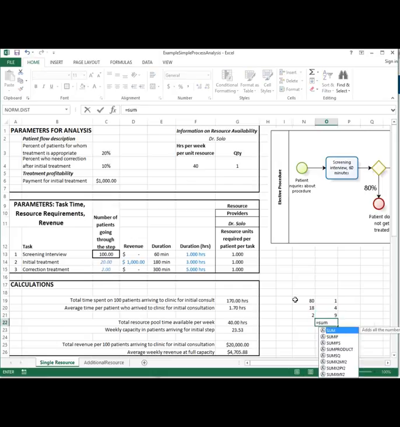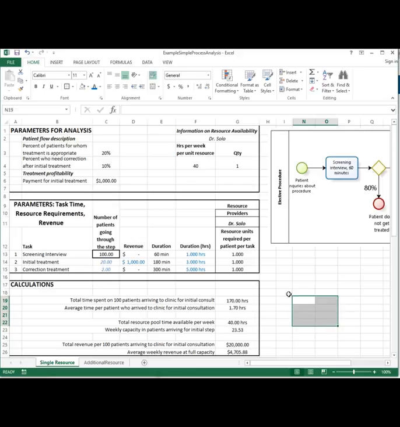So if we do the sum product of that, and we divide it by 100, that will be 1.7 also. So there are several ways to do this calculation, but here I added everything up and then divided by 100 and also got 1.7 hours. Okay. So now my total resource pool availability: I have 40 hours per week per resource, and I have one resource, so I have 40 hours available.